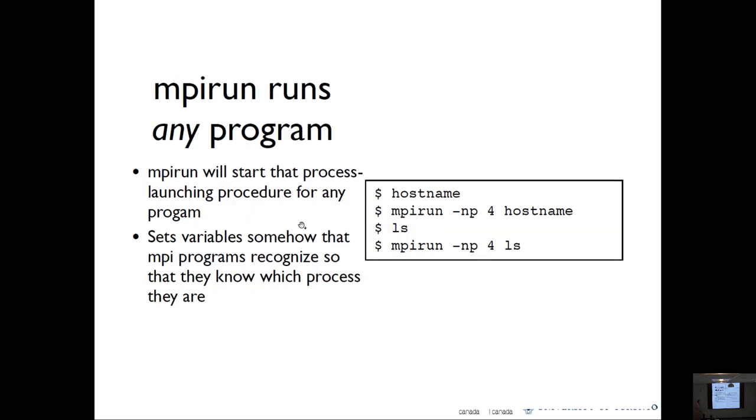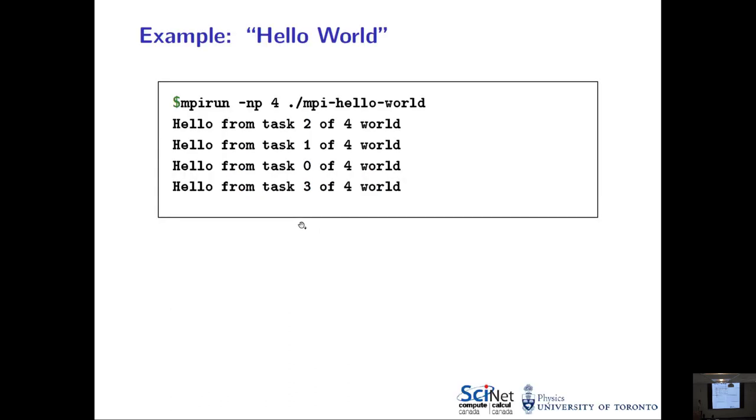It runs any program. You can run hostname. That's useful too if you want to make sure that you're on the same node. It doesn't really matter, or ls, anything else. Once again, this is just more of the ecosystem of mpirun, not directly part of the MPI library itself. It's part of the implementation of MPI.